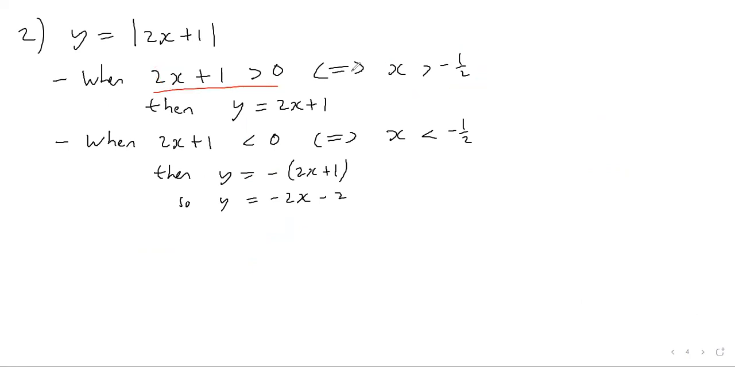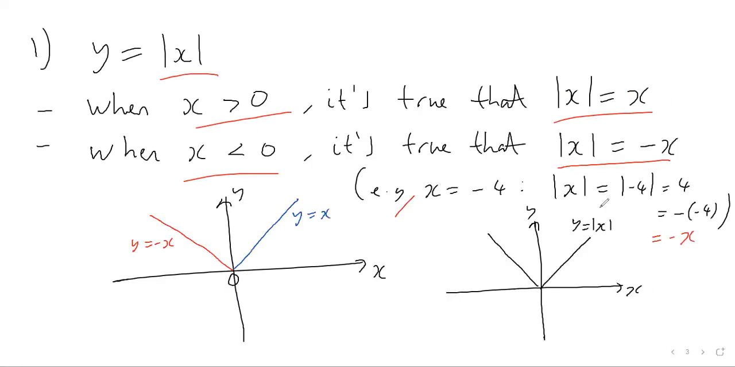Just by rearranging everything there. So when x is bigger than minus half, then it must be true that y equals 2x plus 1. Why is this true? Because when 2x plus 1 is bigger than 0, the modulus of 2x plus 1 is just equal to 2x plus 1. So the same reasoning that we used back here with this first bullet point.